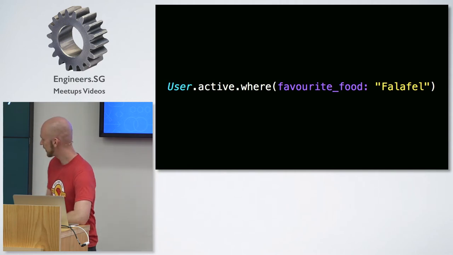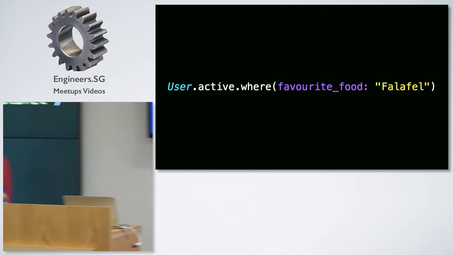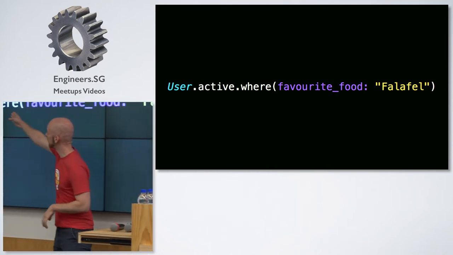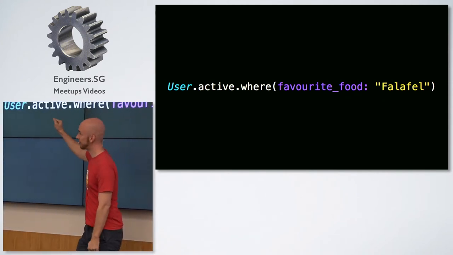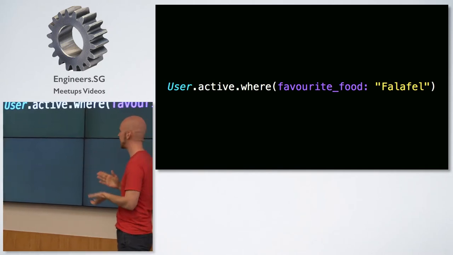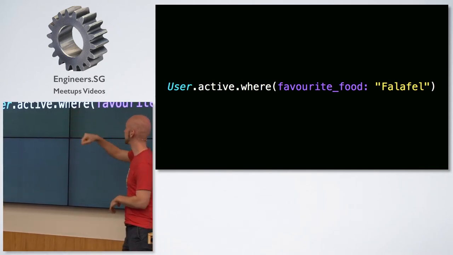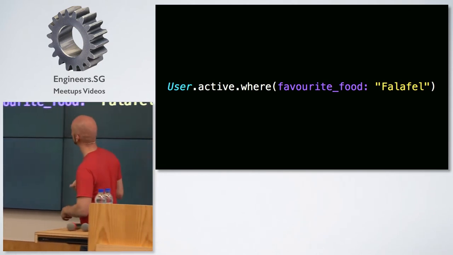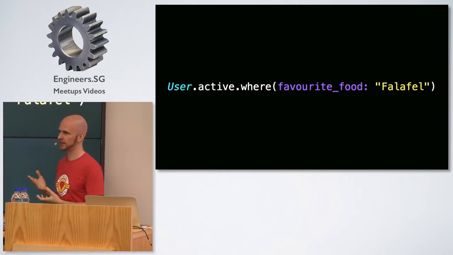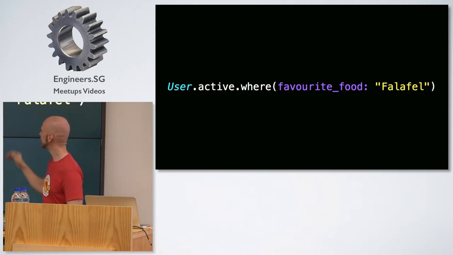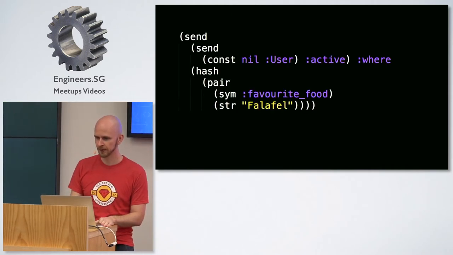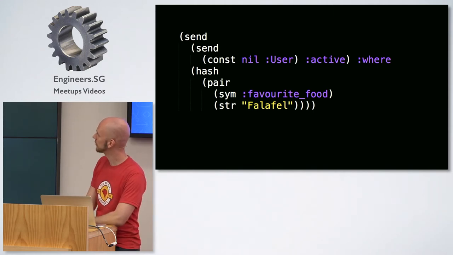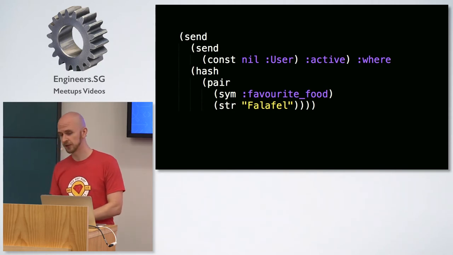So if we look a bit at the code itself, the root node ends up being this one. And its first child is this one. And the first child of that one is that one. And then that branch of the tree ends. And the second child of the root node is the hash here, which in turn has one child, which is a pair. And that pair has 2 children, the key and the value, which is a symbol and a string. So this is a relatively common node pattern.